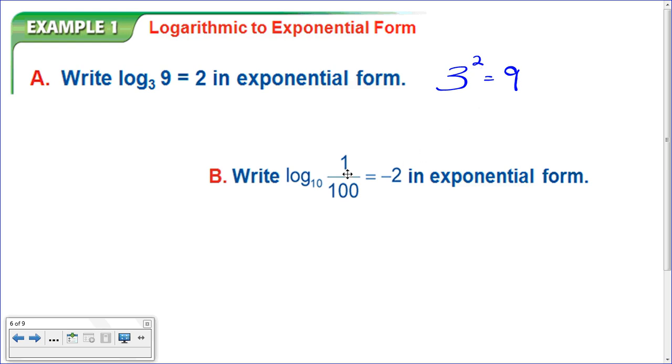Likewise down here, we can see that our base is 10, so this is 10. This would be the power to the negative second, and that equals 1/100. Well, that's the first part, translating from logarithm to exponential form. Now let's do the vice versa.